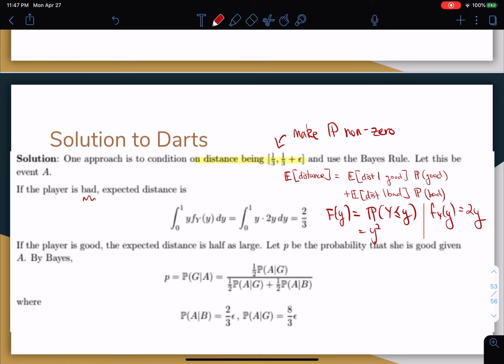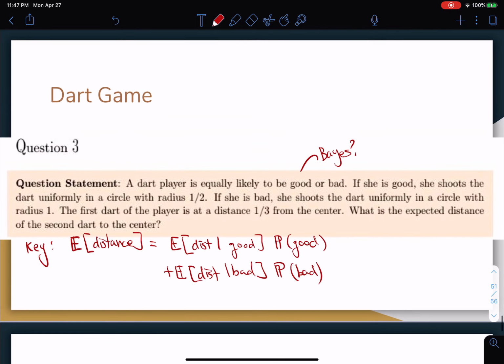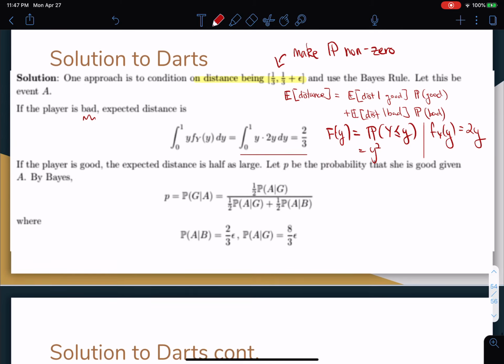Perfect. Okay. So that's 2y, and then you integrate over it and you get 2/3. If a player is good, the expected distance is half as large because the player shoots it uniformly with a radius 1/2. So it's half as large as 1/3. Again, you can do the same calculation if you'd like, going from 0 to 0.5, y times 2y dy. You can do the same calculations if you wish.